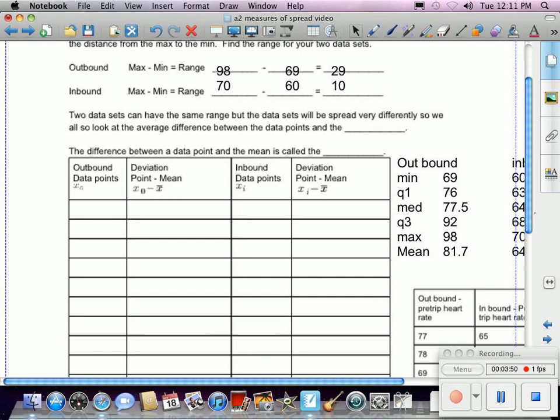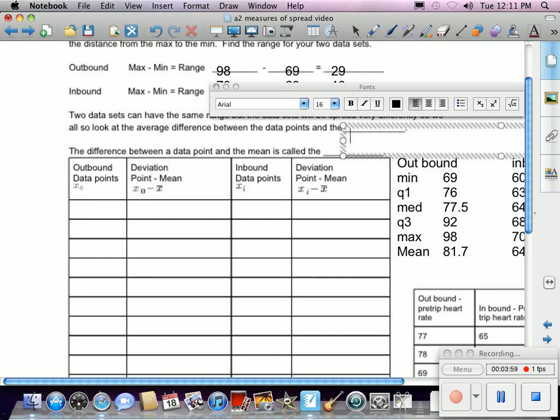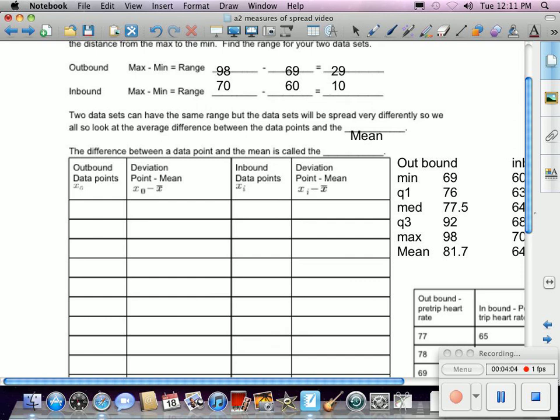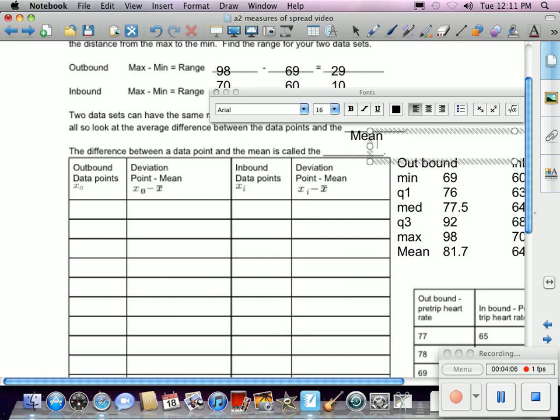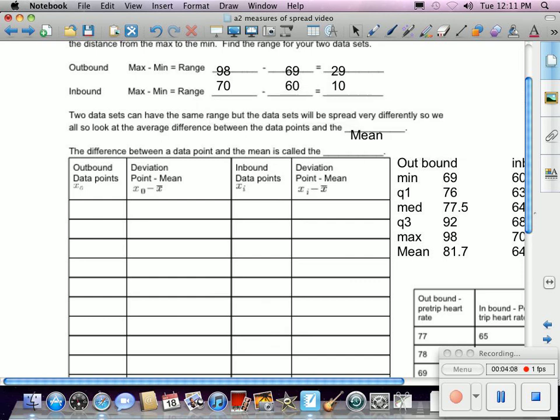Two sets of data can have the same range, but the data sets can be spread very differently. So we also look at the average difference between the data points and the mean. So the average distance between the data point and the mean.